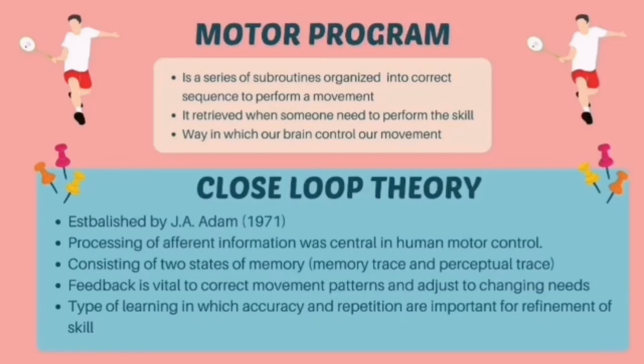It suggested that processing of afferent information was central in human motor control. It consists of two states of memory, which are memory trace and perceptual trace. This theory also stated that feedback is vital to correct movement patterns and adjust to changing needs. It stresses that type of learning in which accuracy and repetition are important for refinement of a skill.